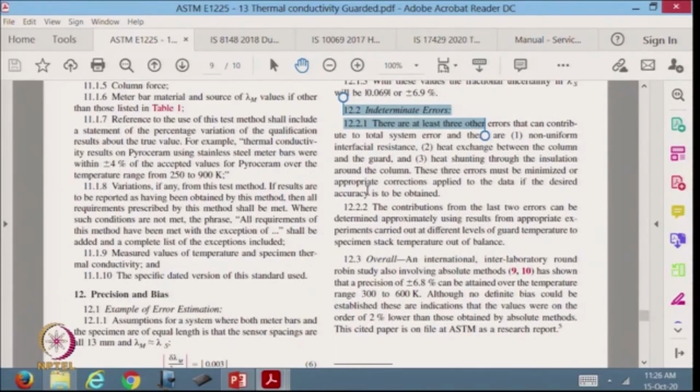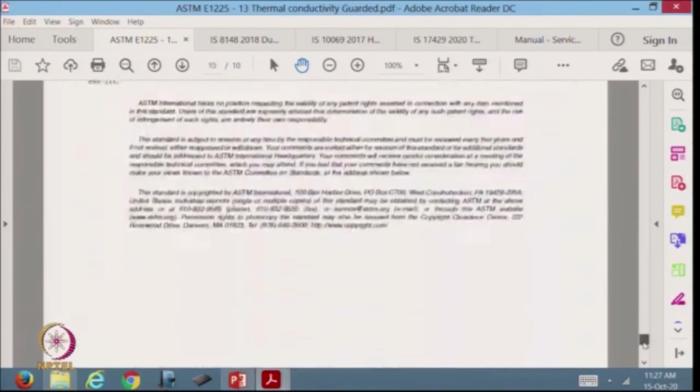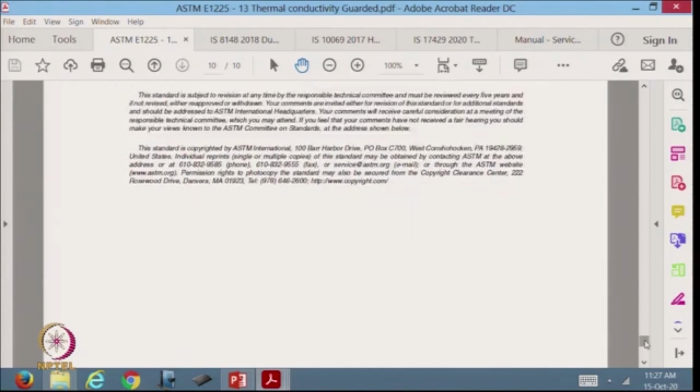So, it says that indeterminate means we know there is an error, but we do not have enough knowledge of how to quantify it. The only way we could do that is possibly do a numerical simulation of the whole system and establish the uncertainty from there. And finally, it says after doing all of this, what is the overall uncertainty, and this is where this last para comes in, and it tells you that the uncertainty is plus minus 6.8% in the range 300 to 600 K. So, this is one example.